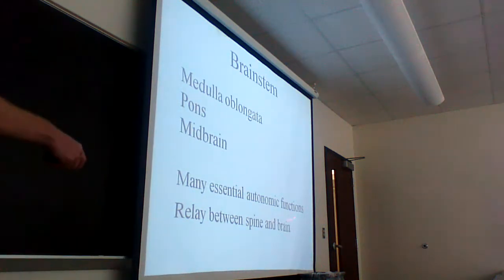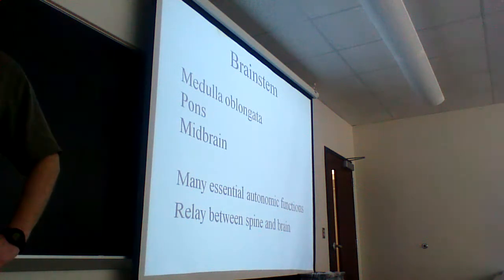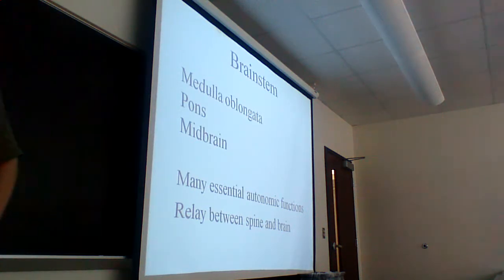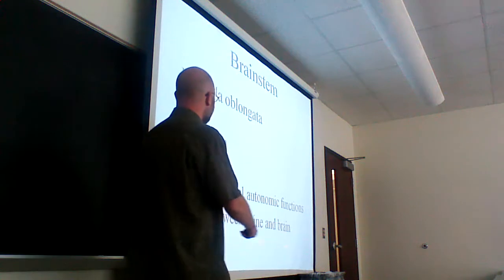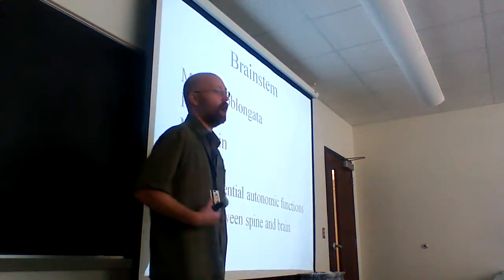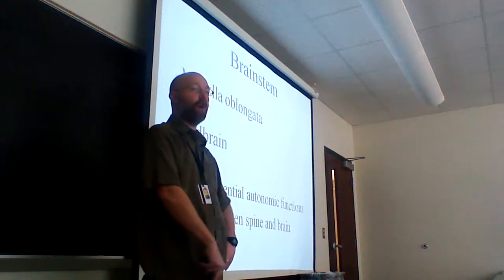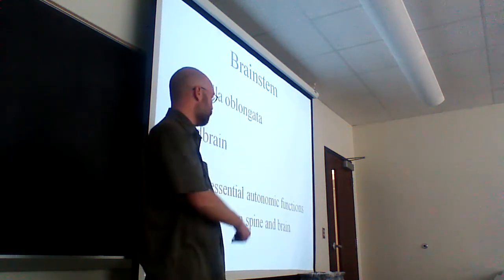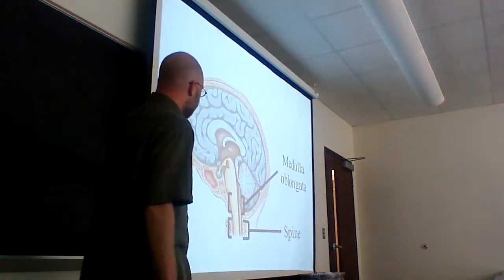Yeah, so this is a lot of our autonomic functions, right? And we'll deal with some of these specifically, but this is going to be respiration and heart rate and all of that stuff. So this is also going to act as a great big relay. Anything coming up has got to go through the brainstem. Anything going down has got to go through the brainstem, right? So it's going to act as a great big relay as well.